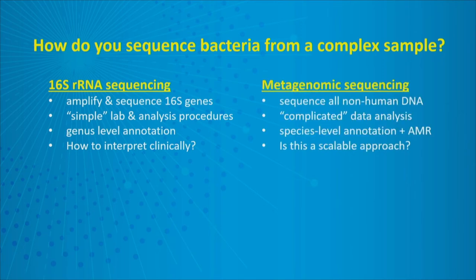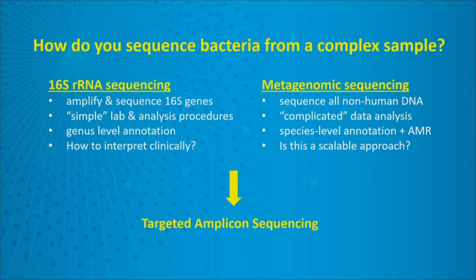So there's also metagenomic sequencing. Basically you find a way in the lab and on the molecular side to either deplete your human DNA or enrich for your bacterial DNA, and then you just sequence everything in there. That's really great because you get a lot of data, but it also makes the data analysis a lot more complicated. In this case, you can get species level annotation and look for AMR genes, but is this really a scalable approach for looking at a lot of samples, especially with the data management and analysis challenges?